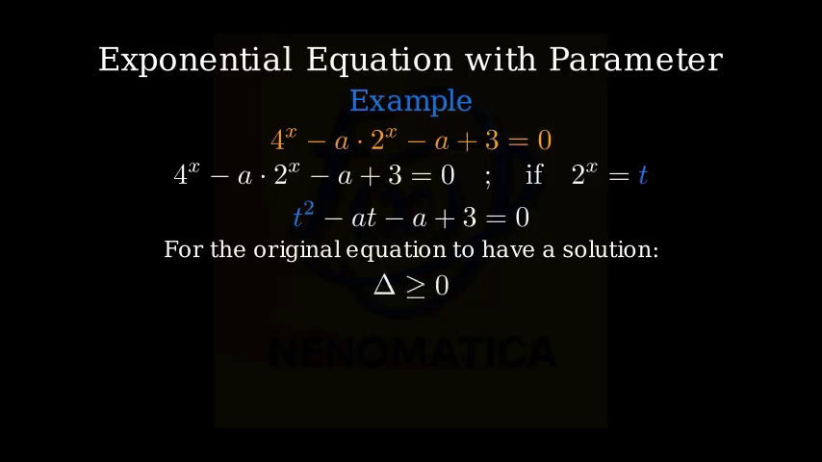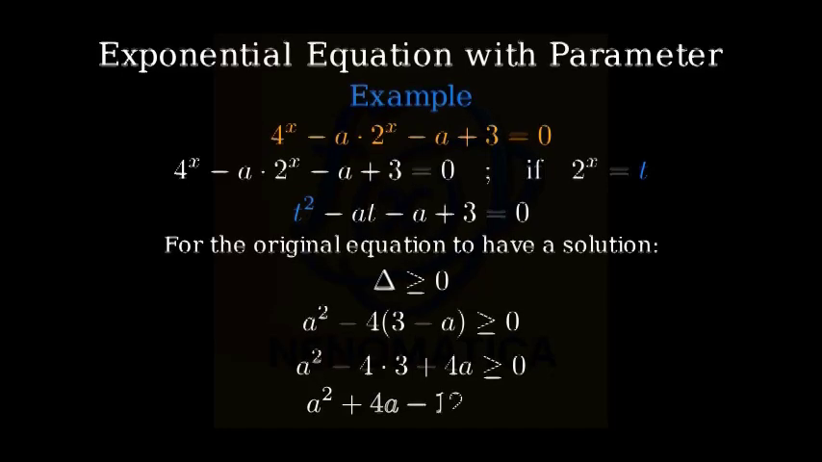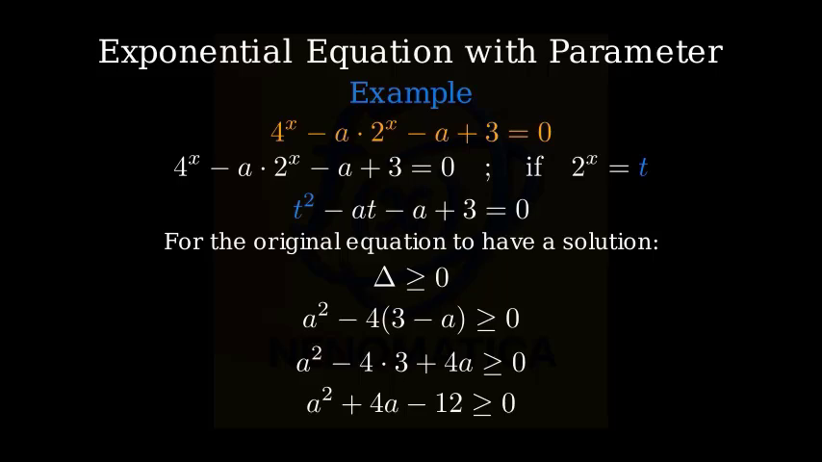The discriminant of our quadratic equation is b squared minus 4ac. In our case, the quadratic is in the form t squared minus a t minus a plus 3 equals 0, which matches the standard form at squared plus bt plus c, where a equals 1, b equals negative a, and c equals negative a plus 3. So the discriminant is delta equals b squared minus 4ac equals negative a squared minus 4 times 1 times negative a plus 3. This simplifies to a squared minus 4 times 3 minus a, which gives us a squared plus 4a minus 12 greater than or equal to 0.